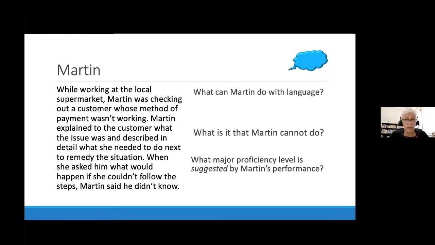Okay, so what is it that Martin can do with language? He can narrate and he can describe in detail. What is it that he cannot do? He cannot hypothesize. Even though he said he didn't know, one of the things that's very interesting about the superior level of proficiency in particular is thought and language.